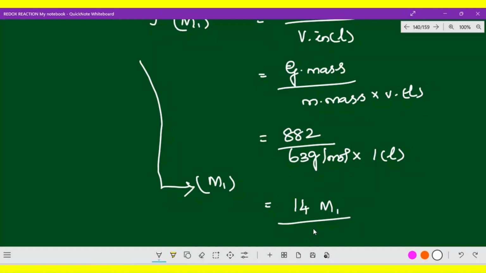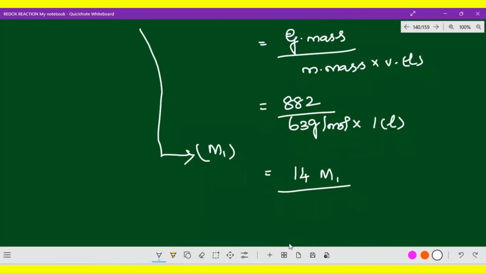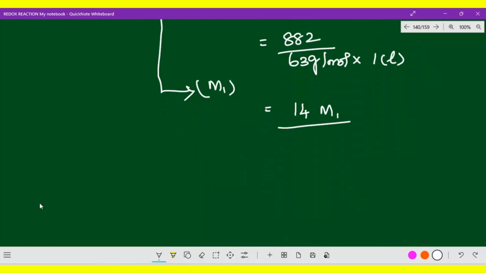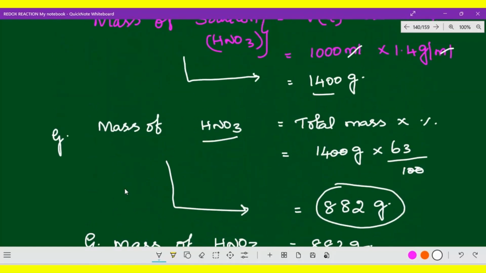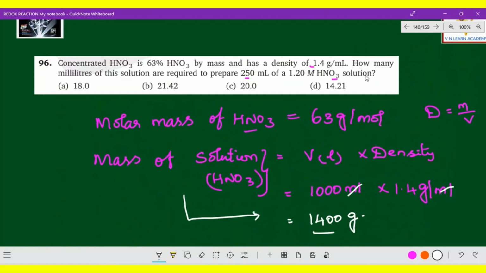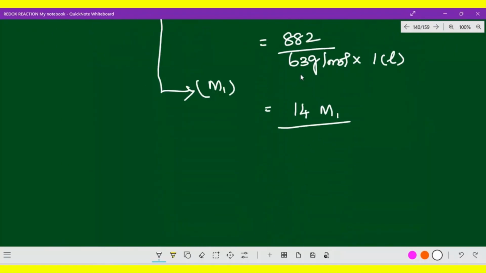Now let us find the second molarity. The same idea we can use to identify it. I just bring it to the question for you to understand. The second point: how many milliliters of this solution are required to prepare 250 ml of 1.2 M HNO3? Come on, let us identify this point from this value, right?